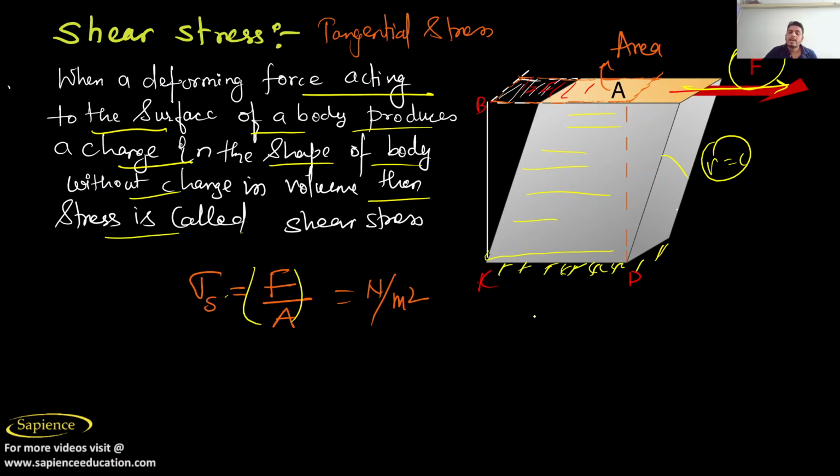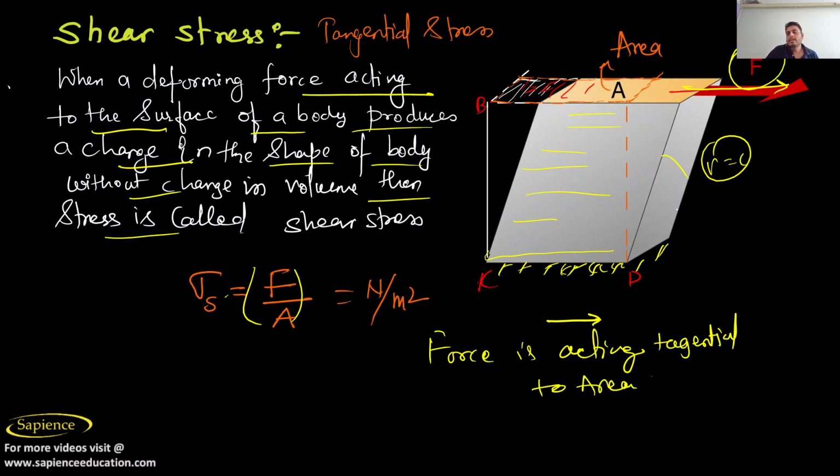And what is happening here? In the change in shape, area and force are parallel, or you can say force is acting tangential to the area of cross section. So this is all about shear stress. I hope you have understood shear stress now.